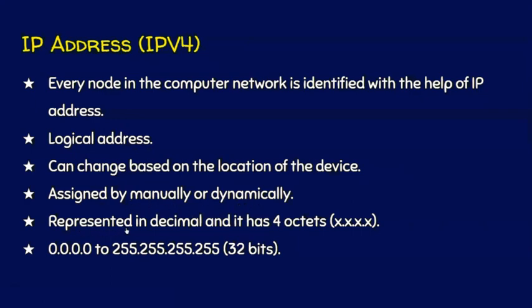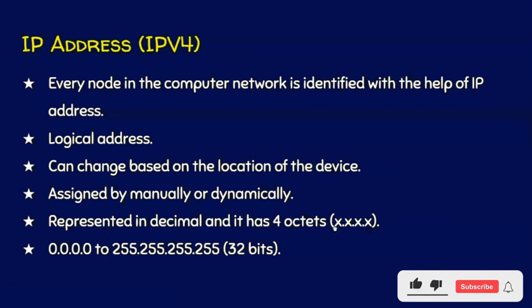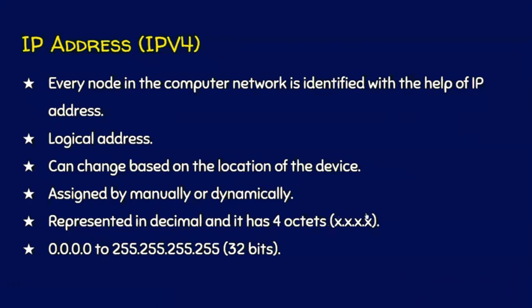And IPv4 addresses are represented in decimal and have 4 octets. It means 4 parts, say x.x.x.x, and each of these x takes a value between 0 and 255. So this x can be between 0 and 255. Likewise, all the x can be between 0 and 255. So the starting IP address will be 0.0.0.0 to 255.255.255.255, and the total number of bits in every IP address will be 32 bits.